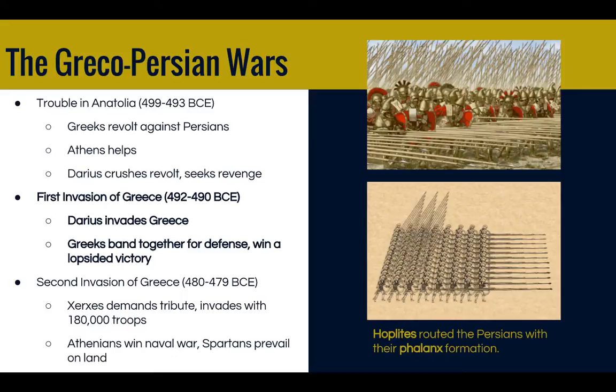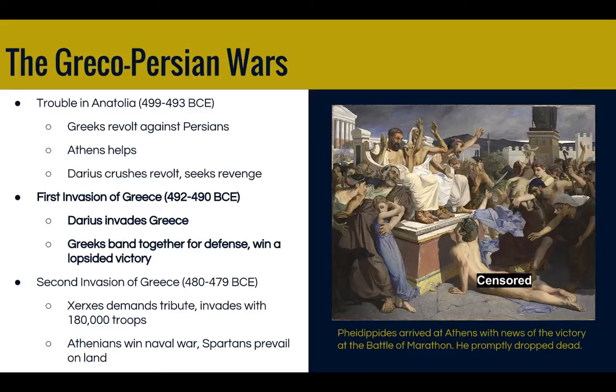for defense. They actually win a fairly lopsided victory, and part of this is because of the methods they used to fight. They had soldiers who were known as hoplites, who didn't wear much armor but moved in very tightly packed phalanxes. And these were very efficient groups that could move very quickly on the battlefield. And so they were able to basically rout the Persians, who were not used to this style of fighting. This is seen mostly in the Battle of Marathon.